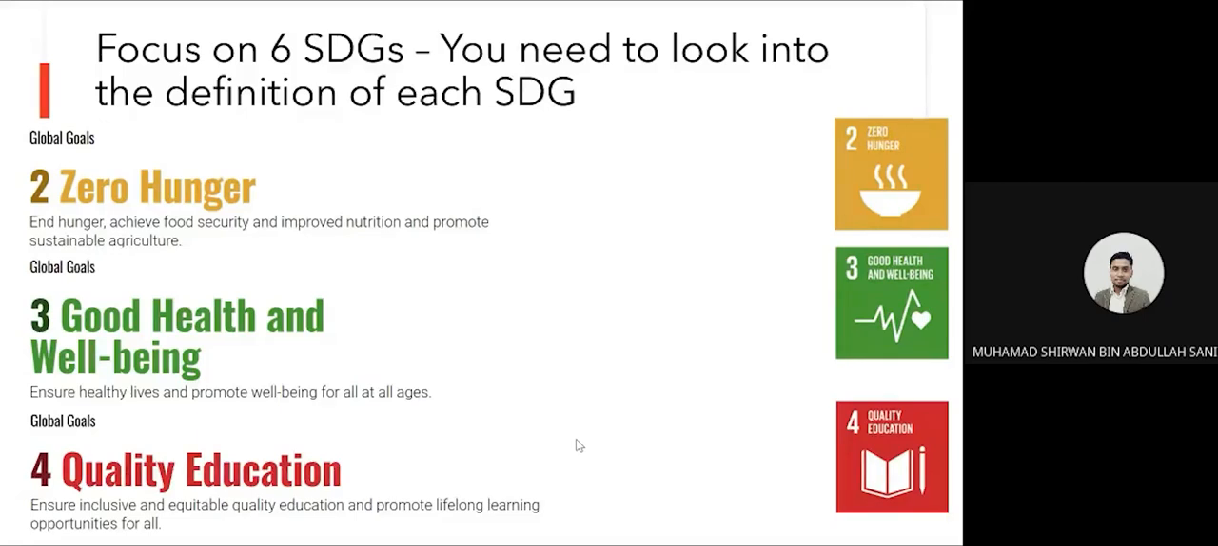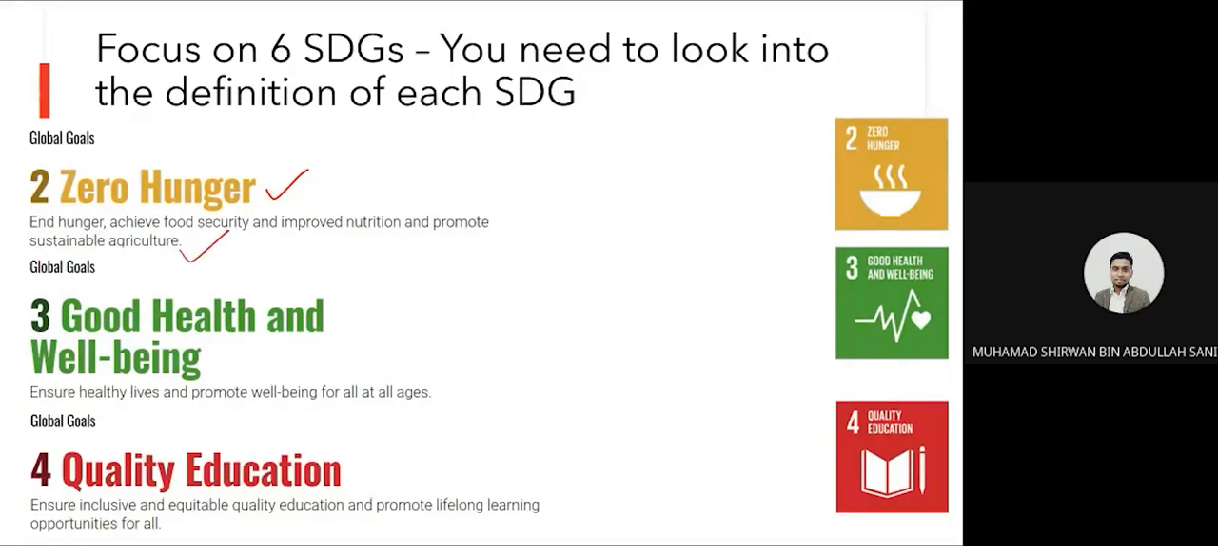So I recommend you, before you want to apply on this one or during your proposal development, you have to look into the definition of each SDG as your guideline on what you are going to describe on your proposal. So if you can see on each of these SDG, for example, zero hunger here, they have the explanation of the aim: to end hunger, achieve food security and improve nutrition and promote sustainable agriculture.